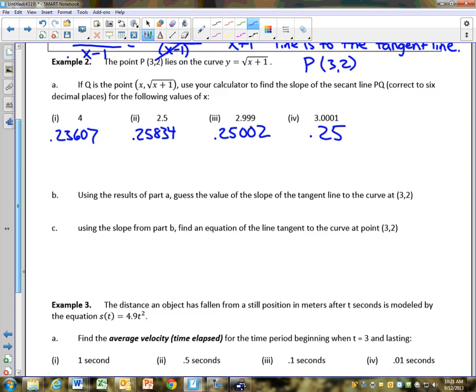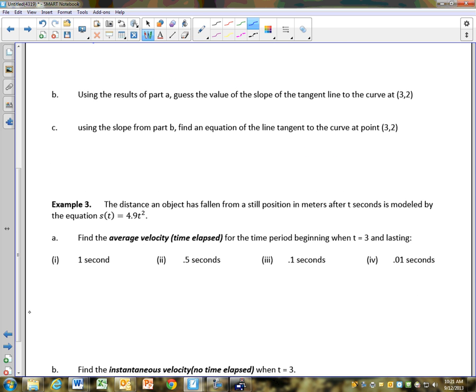All right, so use the results of part A. Guess the value of the slope of the tangent line to the curve at 3, 2. What do you think it is? I would agree.